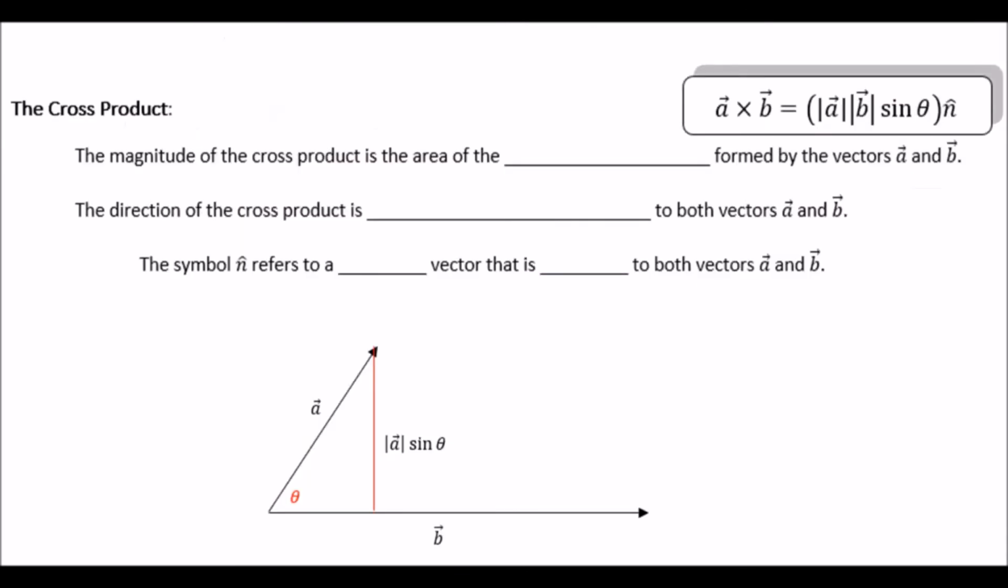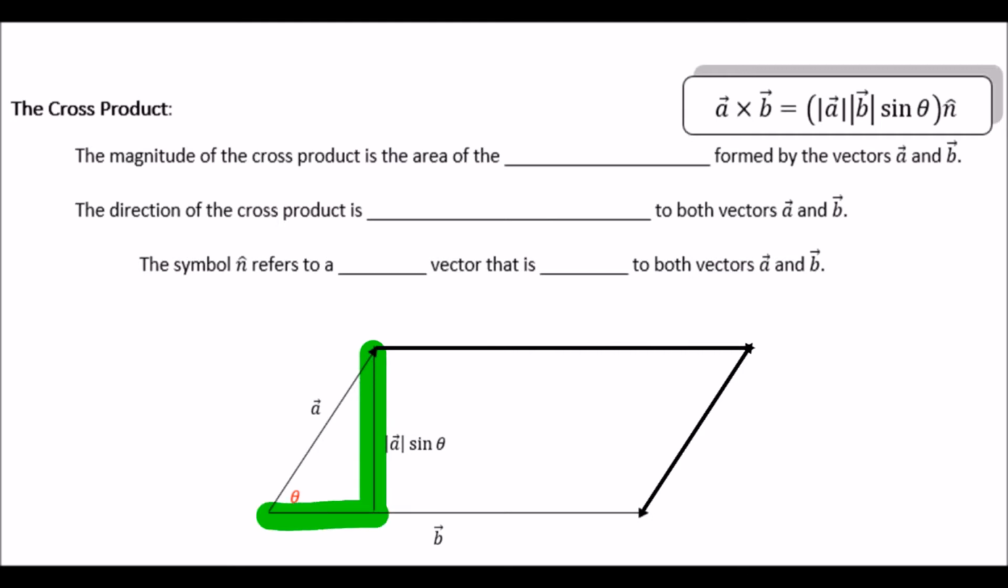So here, this is the cross product again. The magnitude of the cross product is the area of the parallelogram. If I take this vector here and move it over here, and then I take the base vector and move it up here, I've got a parallelogram. The magnitude of A, magnitude of B, sine theta is this times this, so really base times height, and that is the area of a parallelogram. The direction of the cross product gives you a vector, unlike the dot product, which just gives you a scalar.